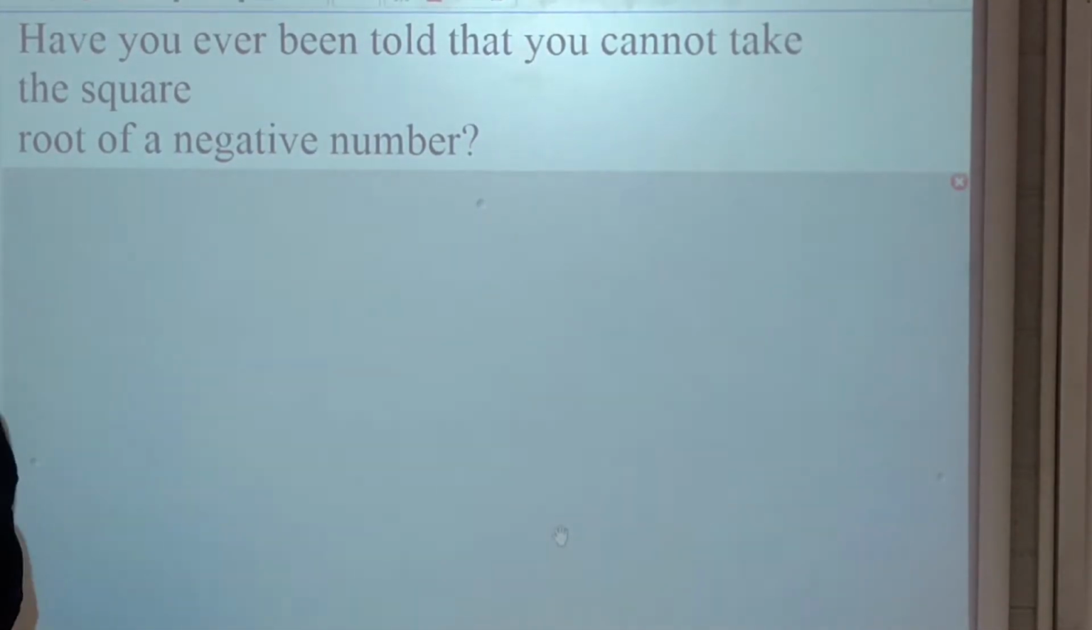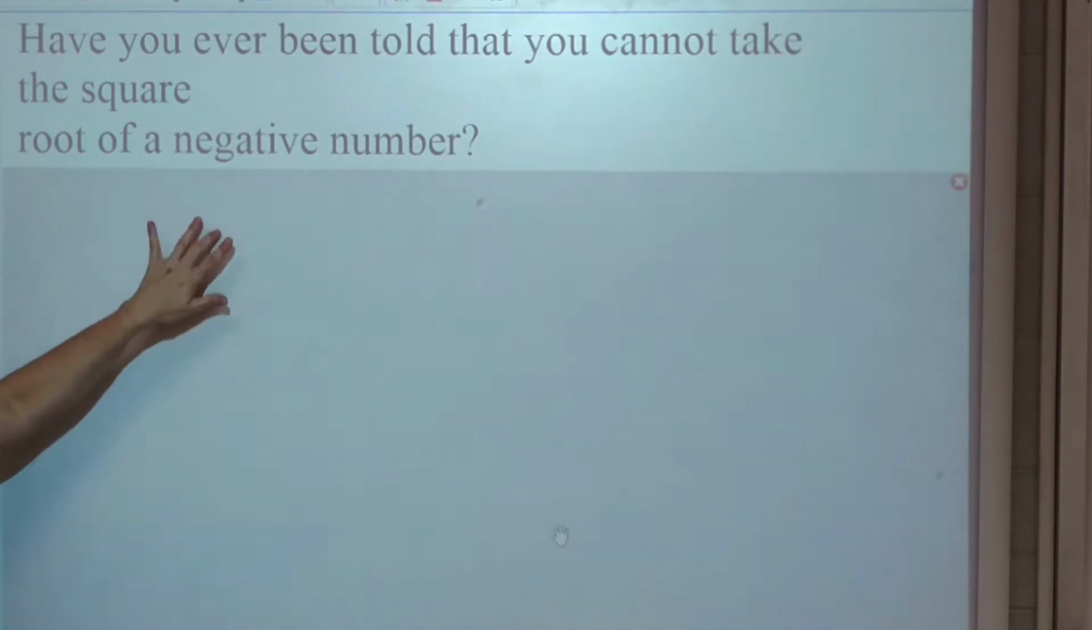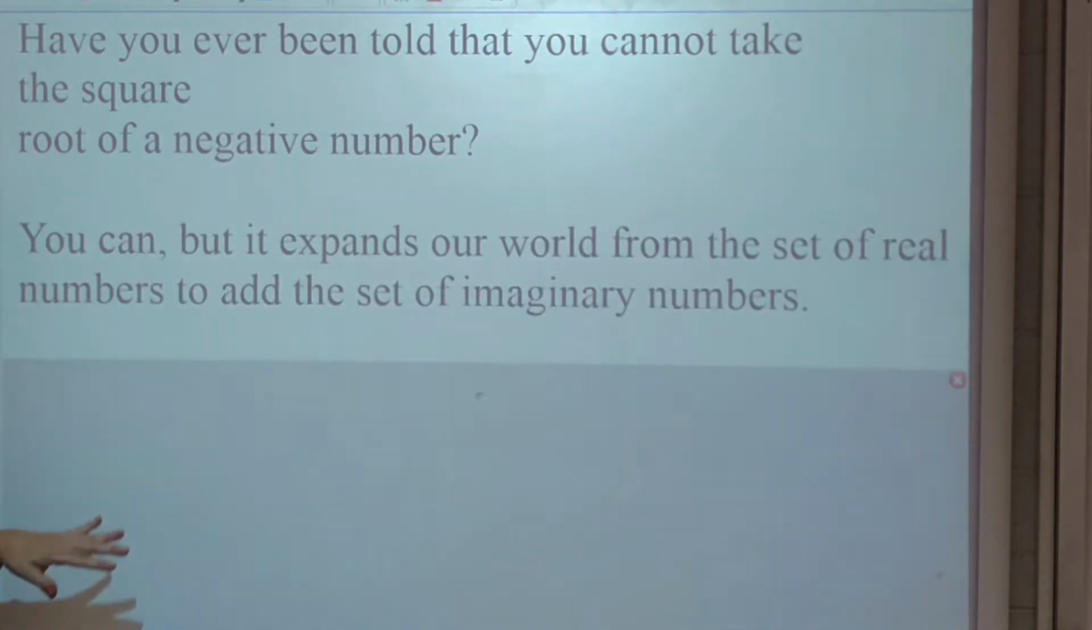that you can't take the square root of a negative number. Lots of times in Algebra 1 we'll tell you that because you can't take the square root of a negative number and get a real number answer. So we can do it though, we just have to expand our world from the set of real numbers to add the set of imaginary numbers.